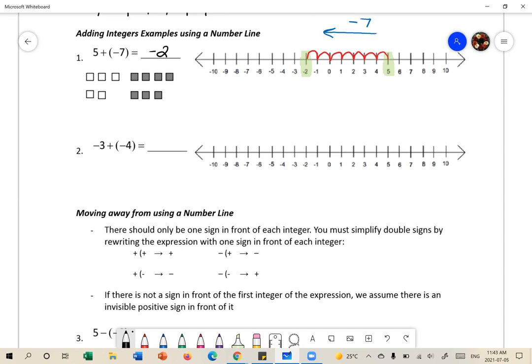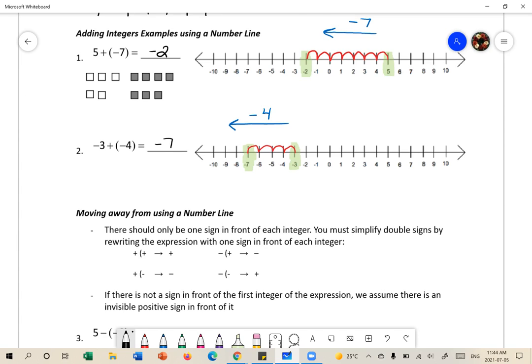Another example, -3 plus -4. So that -4 is going to tell us that we're going to move to the left 4 units. 1, 2, 3, 4. -7.